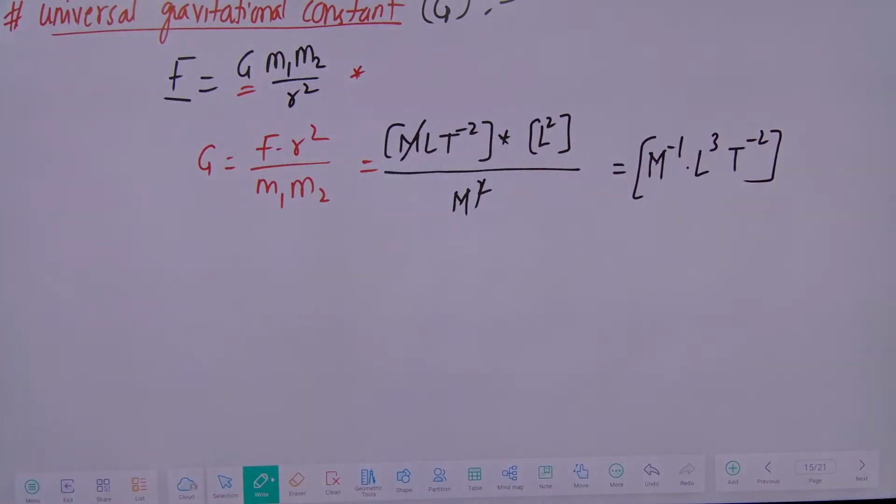So these types of constants will have a dimensional formula. And one more thing, Stephen's constant, do you remember? In black body radiation we get Stephen's constant.